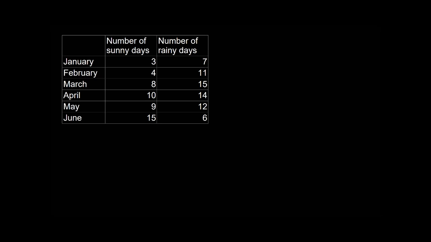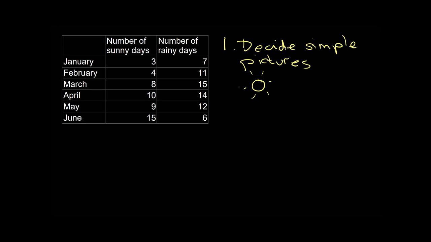So one of the first things that you need to do is decide on some simple pictures to use to represent whatever your graph is about. So in this particular case, we've got sunny days and rainy days. So a simple sunshine picture and a simple raindrop for the rain would probably be the easiest to go for here, but it is entirely up to you.